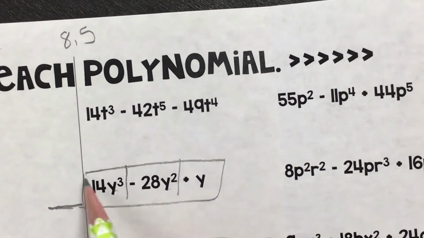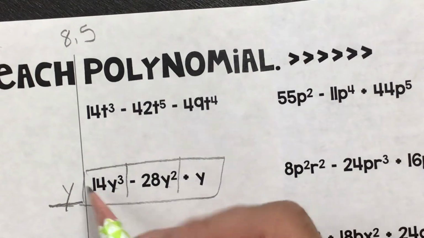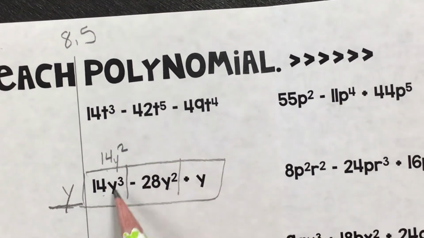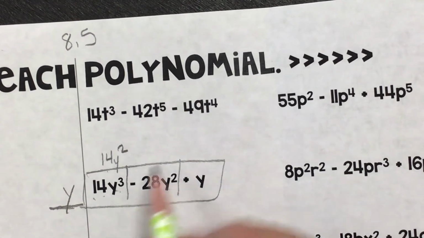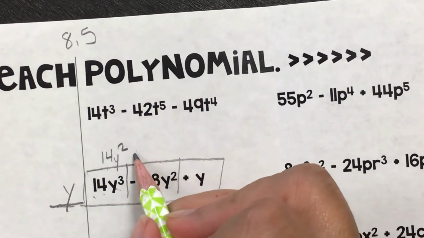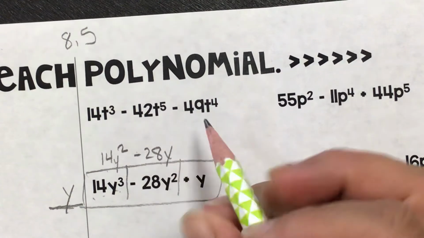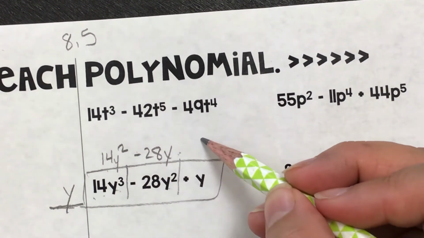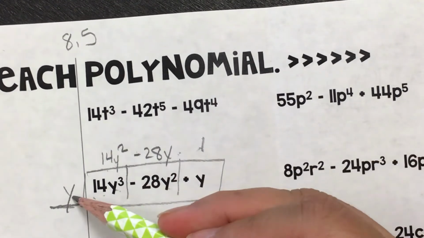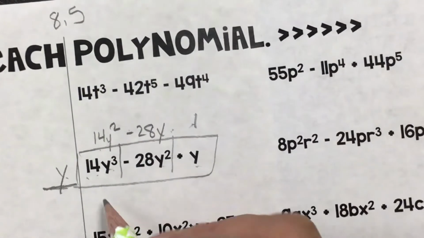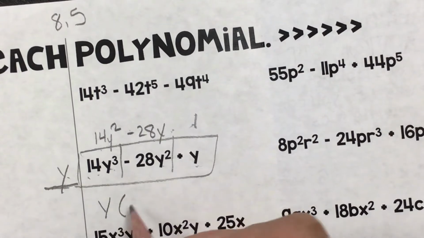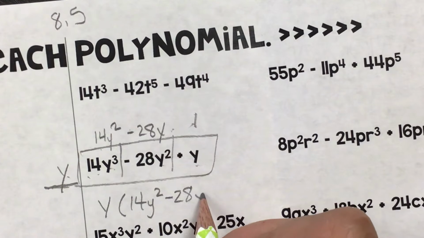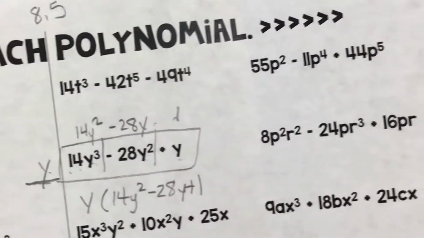They look like they only have a y in common. That means that this one would have to be 14y squared, so it can be 14y cubed. This one looks like it has to be a negative 28y, so it can become a y squared. And then I only need a 1, so 1 times y becomes y. That means that my factor is y, and 14y squared minus 28y plus 1.